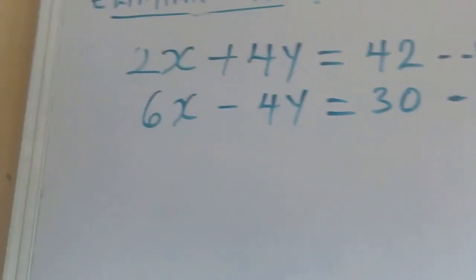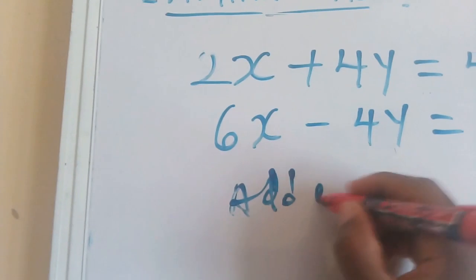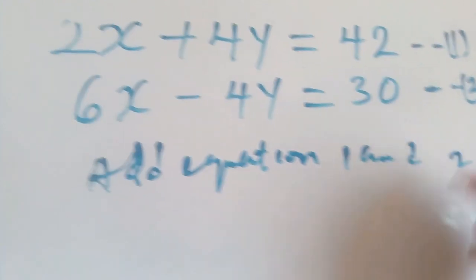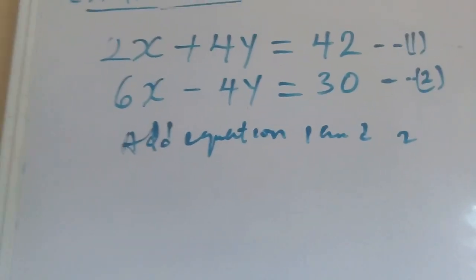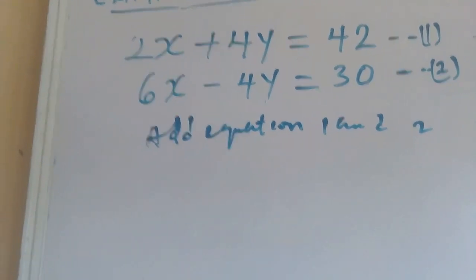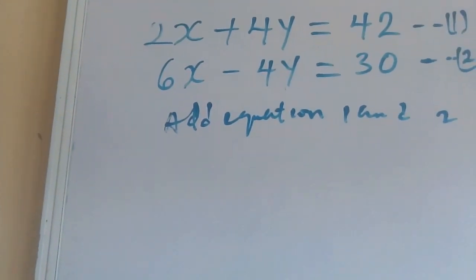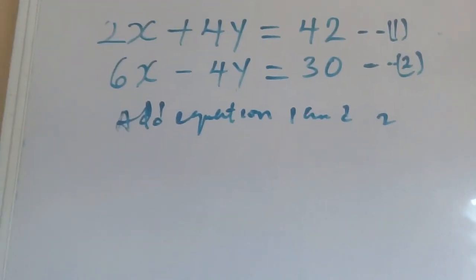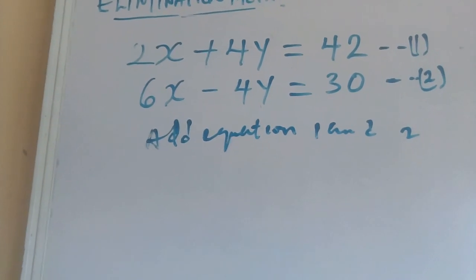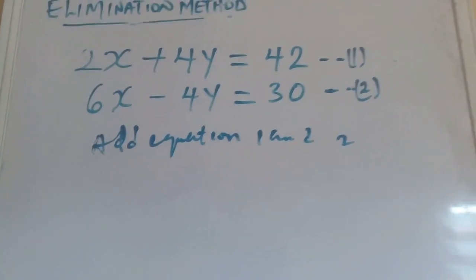So in this case, we add equation 1 and 2. We add because in equation 1 we have a plus 4y, and in equation 2 we have a minus 4y. For us to eliminate, plus and minus numbers go with addition because the signs are different. But if the signs are the same, minus minus or plus plus, you must go with subtraction, subtracting one from the other. So in this case, we are going to add.